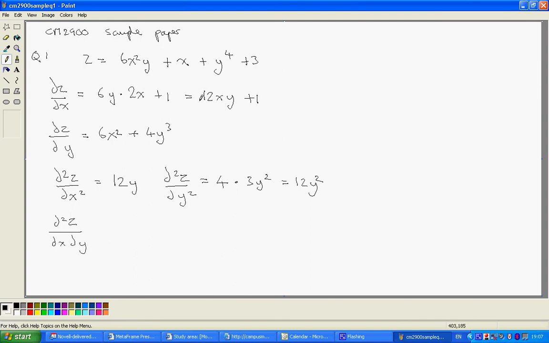So derivative of 12xy plus 1 with respect to y is just going to be 12x, because we've got a constant times y. Derivative of a constant times y is just a constant, 12x. Derivative of 1 is 0.